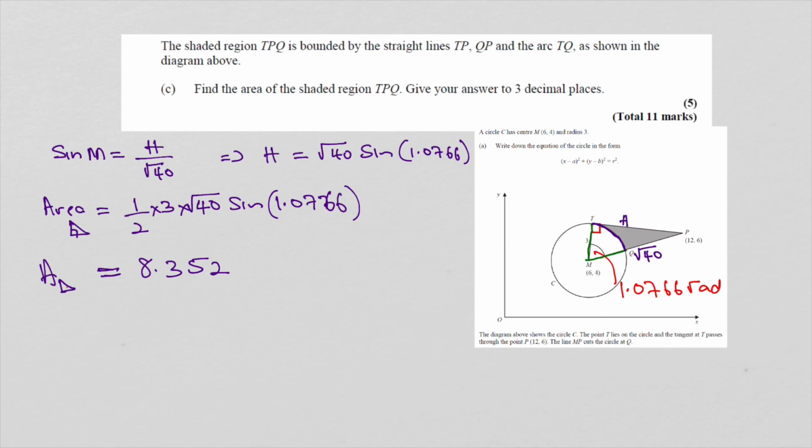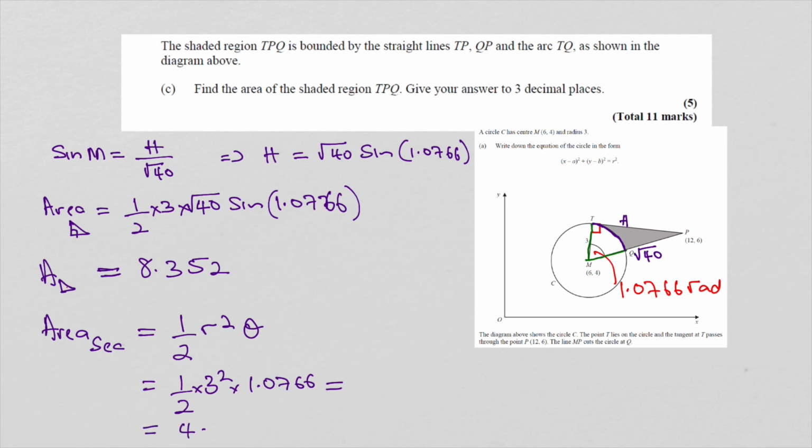Now, we need to find the area of the sector. So area of the sector is basically a half r squared times theta. So a half times 3 squared times theta, 1.0766. Again, if we plug that into the calculator, we get 4.845.